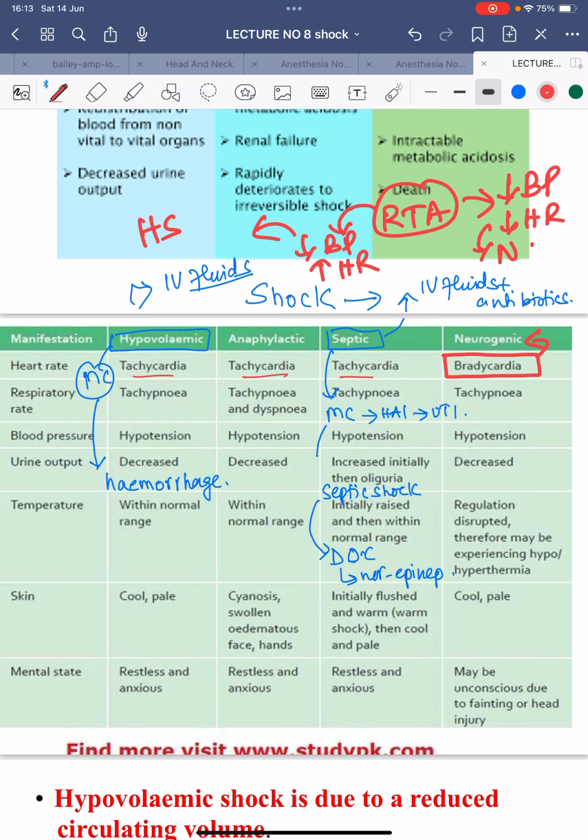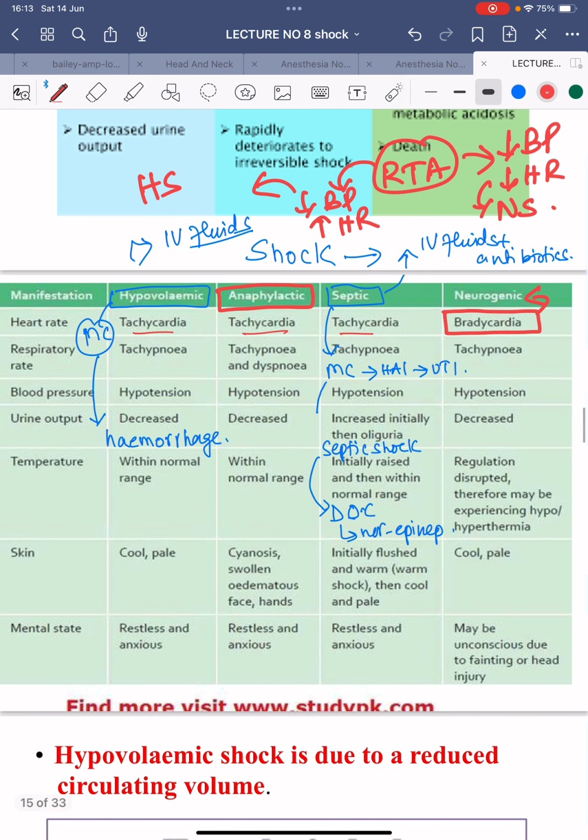Then in relation to anaphylactic shock, there will always be a history of drug allergy, bee sting, okay, or food allergy. Okay, and please remember anaphylactic shock starts with letter A. So the drug of choice for anaphylactic shock, answer is adrenaline.